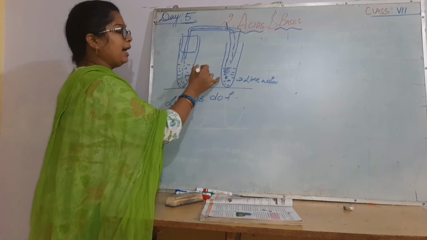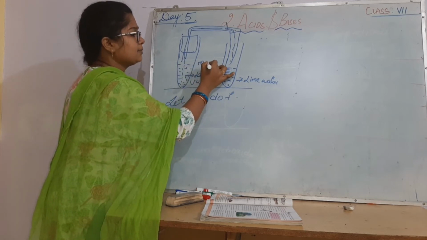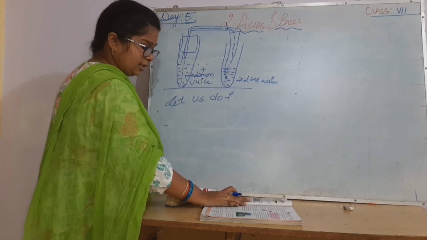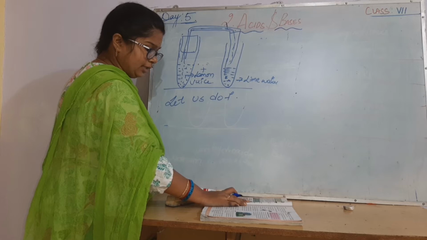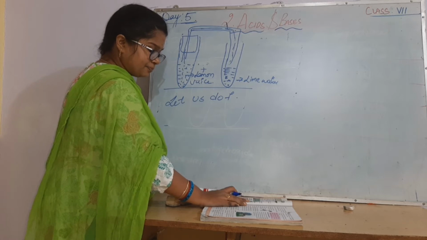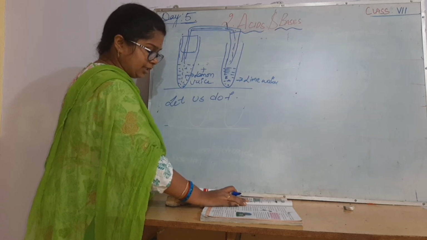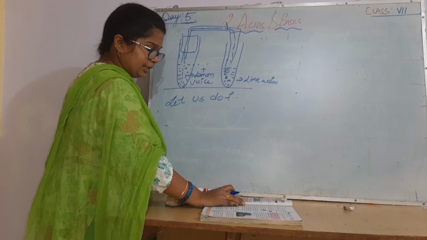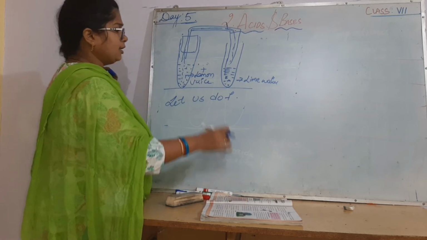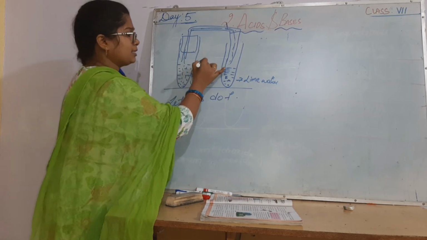Lemon juice added with marbles. Take lemon juice in 2 test tubes and add some marbles to 1 test tube and eggshells to another. What do you observe? Bring the matchstick near the test tube. So you add lemon juice plus marbles.